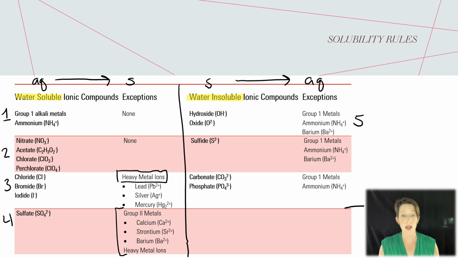So hydroxides and oxides are insoluble unless they're with the group 1 metals, your alkali metals, ammonium, and barium, followed by our sulfides, and then our carbonates and phosphates. All you need to be able to do is identify one of your ions on this chart and know if it can be soluble or insoluble. So let's practice this.